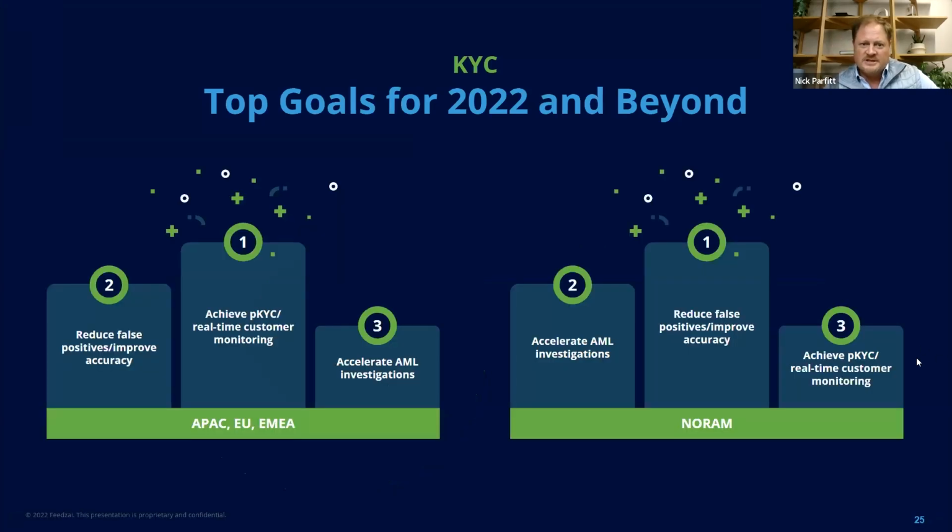Yeah. Okay. So when we looked at the actual top 3 goals by region, again, these all play very nicely to what we were saying. So achieving pKYC clearly top of mind, but also reducing false positives. That still represents such a massive issue for transaction monitoring and customer screening. It's got to be addressed. That's a huge piece of low-hanging fruit, which use of AI and machine learning, better data quality.